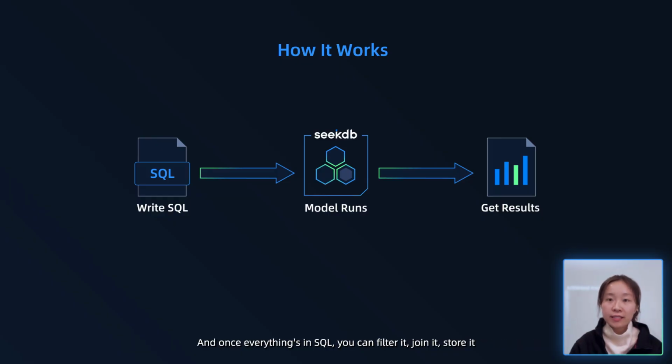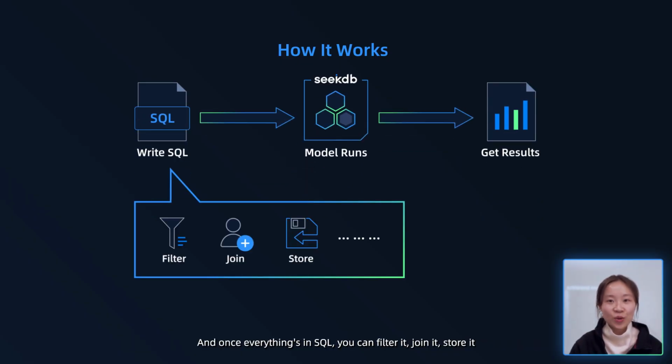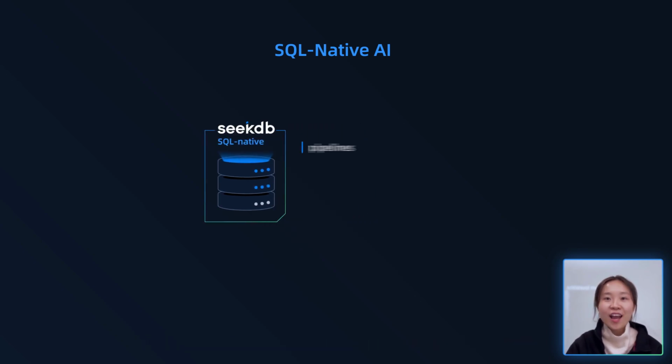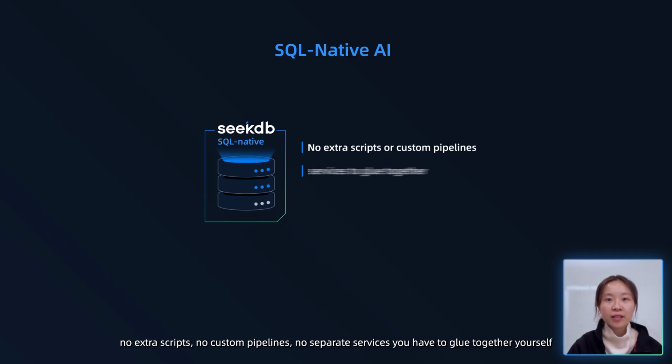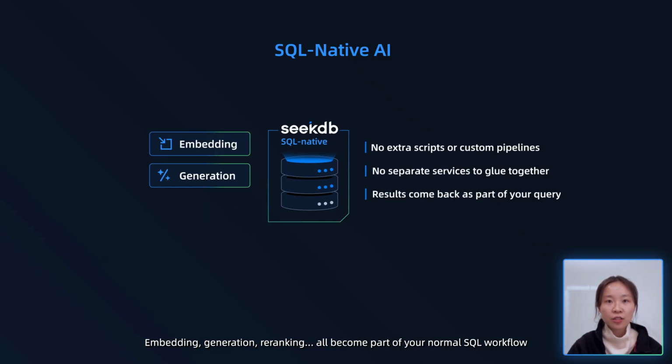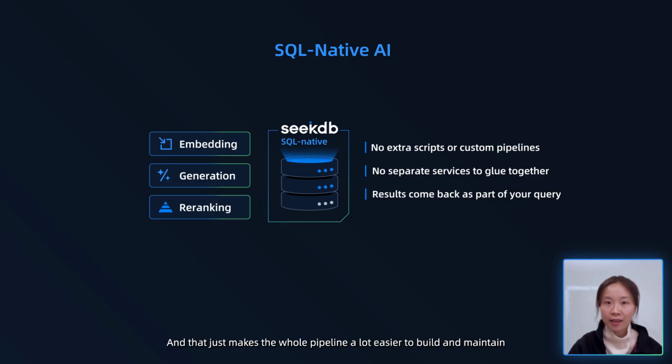And once everything's in SQL, you can filter it, join it, store it, whatever your workflow needs, without building extra infrastructure around it. So, at a high level, the idea is pretty simple. seekdb gives you a SQL-native way to call AI models directly. No extra scripts, no custom pipelines, no separate services you have to glue together yourself. You write SQL, the model runs, and the results come back as part of the query. Embedding, generation, and re-ranking all become part of your normal SQL workflow, and that just makes the whole pipeline a lot easier to build and maintain.